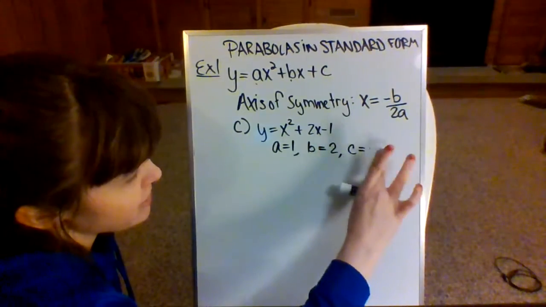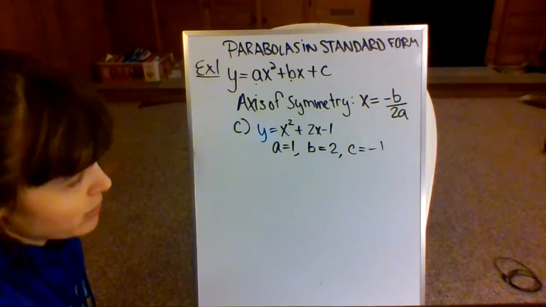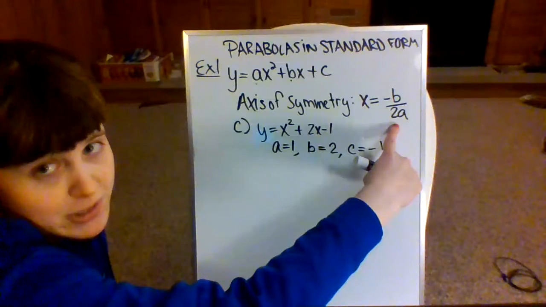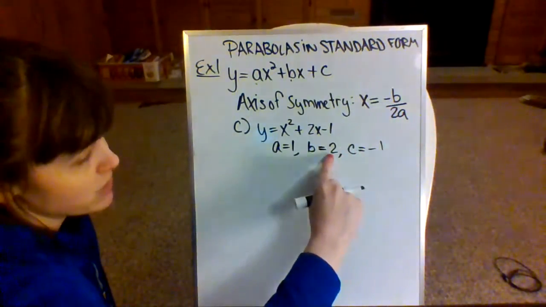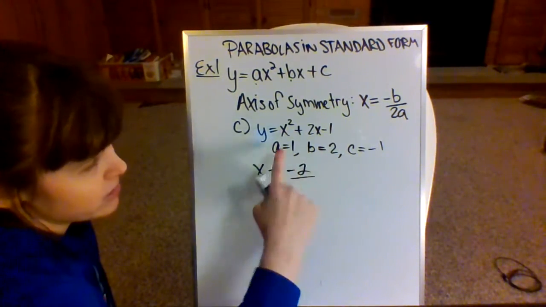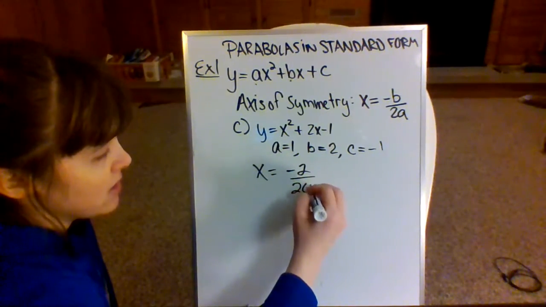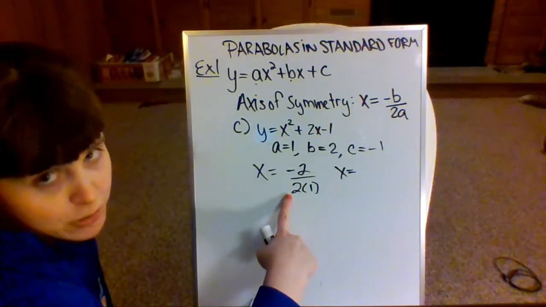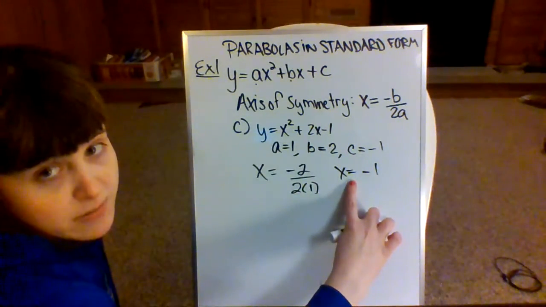Here, I'll make that look a little nicer. C is negative 1. Okay, so now we're going to take those values and plug them into the axis of symmetry formula. We have the opposite of b. Notice that it says minus b. So we're going to start with negative 2 divided by 2 times a. So 2 times 1 is 2. So we've actually got negative 2 divided by 2, which is negative 1. So x equals negative 1.